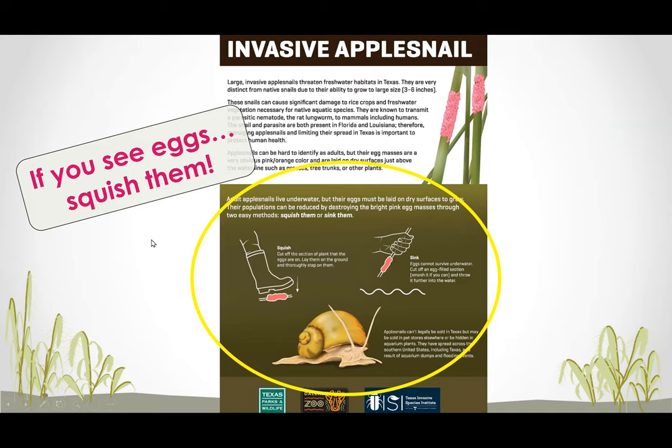But if you see eggs, squish them, squish them. Cut that piece of grass and then just stomp on them. Please, because if you think about it, you are reducing hundreds more from hatching in just that one small act, especially since it is so hard to actually catch the adults.